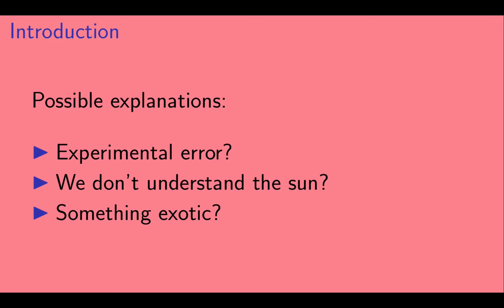There were different classes of explanations proposed to solve the problem. Maybe the experiments have some unknown systematic error. Maybe we really don't have a good understanding of how the Sun works. Or maybe something exotic is going on.